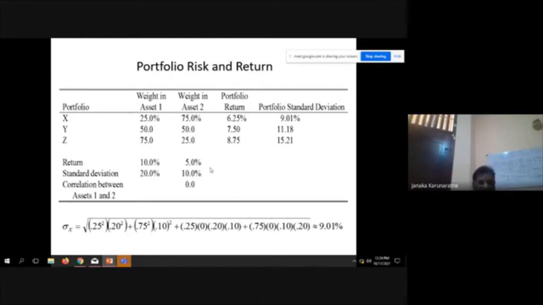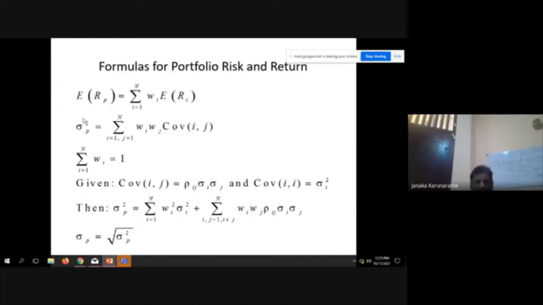I'll start with that. If asset 1 gives an expected return of 10% and asset 2 gives an expected return of 5%, what is the expected return of portfolio X? Can someone tell? Expected return equals the sum of Wi Ri. So tell me that.